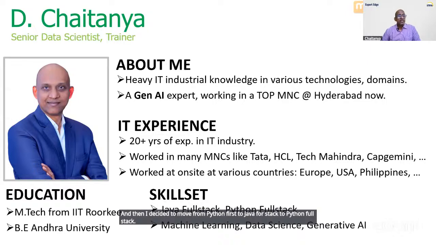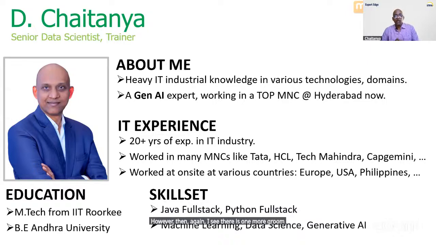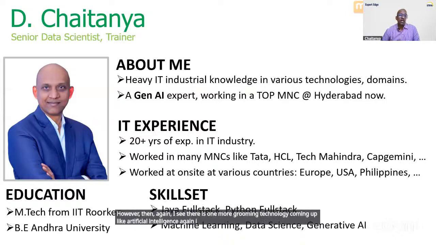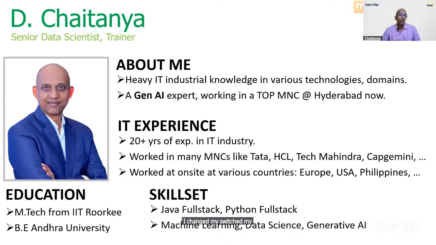After that, I saw one more booming technology coming up, artificial intelligence. Again, I taught myself artificial intelligence, machine learning, deep learning, neural networks, etc. I switched my career from Python full stack to artificial intelligence, like machine learning, deep learning, and data science. Right now, in my current position, I'm a senior data scientist and a generative AI expert. Almost all my projects are on generative AI. I had a little experience in computer vision too, but most of my expertise is on generative AI compared to computer vision.